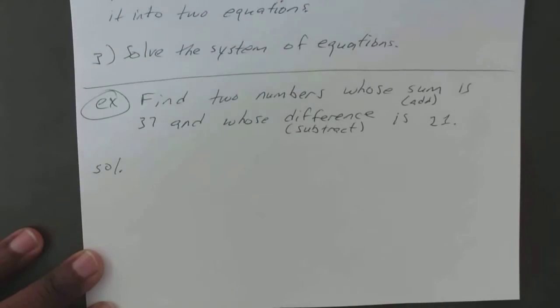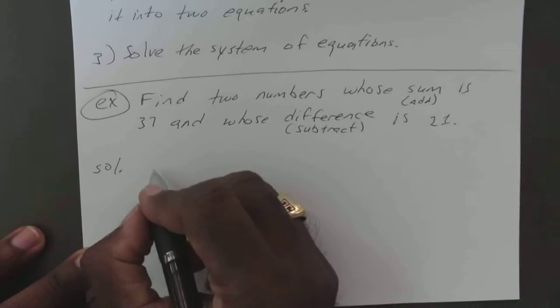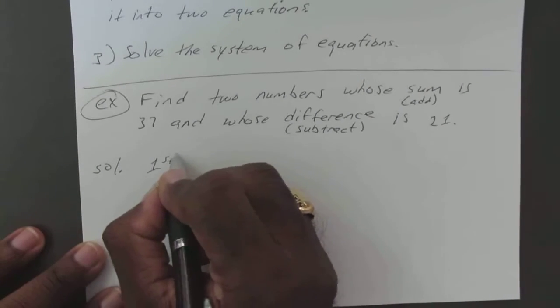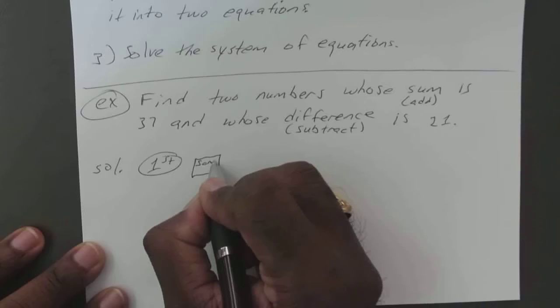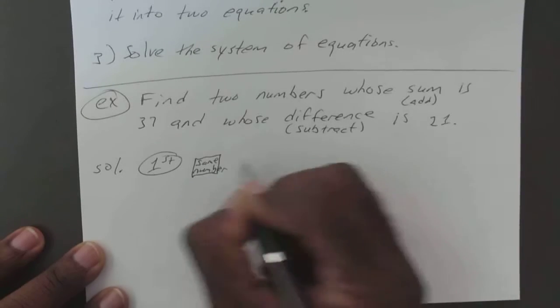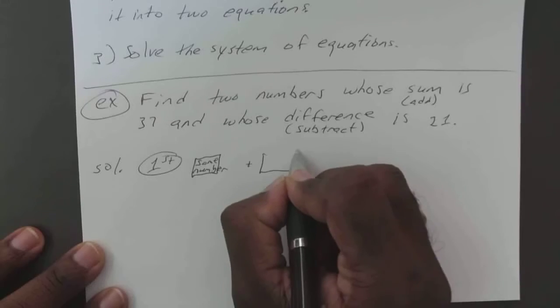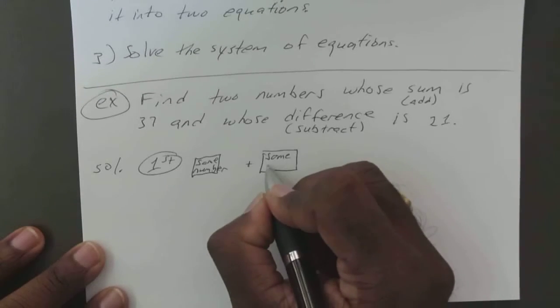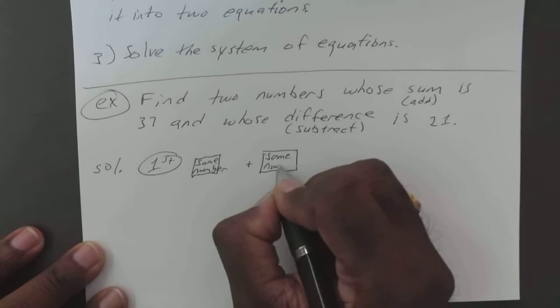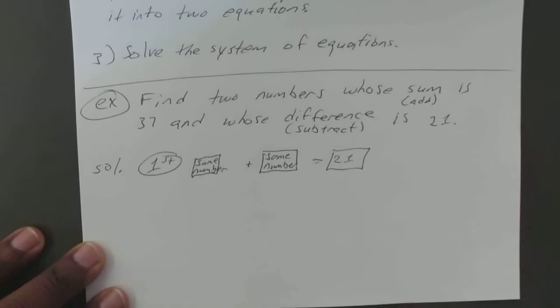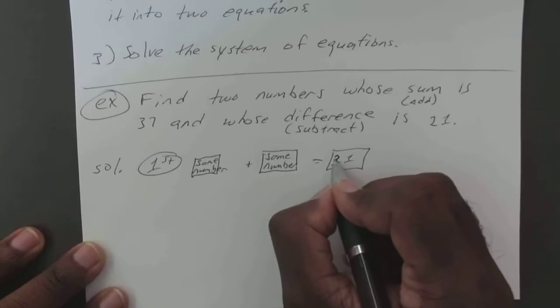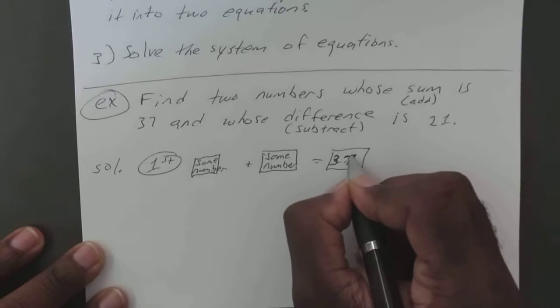Okay. Now the first step, you kind of understand it, but if you wanted to draw a picture, it would look something like this. At least for me, this is how I would make it. Where you know some number plus some number, or you can say another number, equals 37 for the sum. And 21 for the difference.